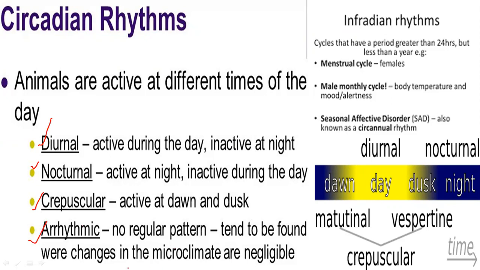Diurnal means that different organisms perform their functions at different times, according to their physiological conditions. If they are active during the day and inactive during the night, they perform their behavioral activities at daytime. Nocturnal means they are active at nighttime and inactive at daytime, so we can say owls and bats perform this type of behavior.